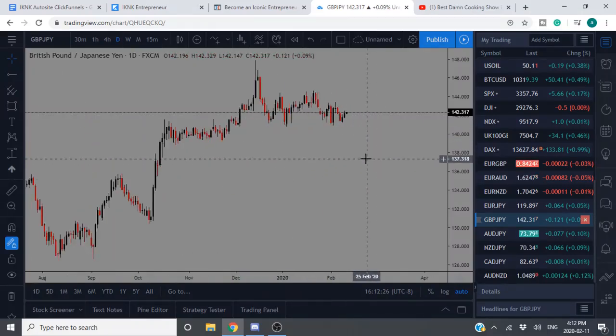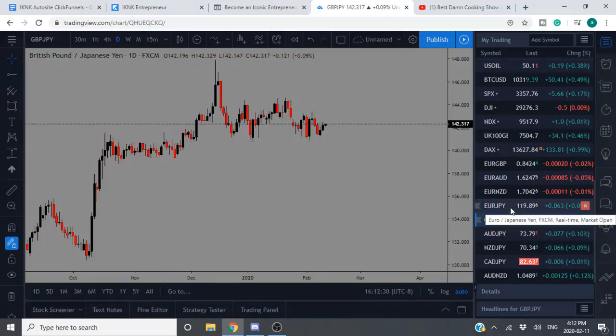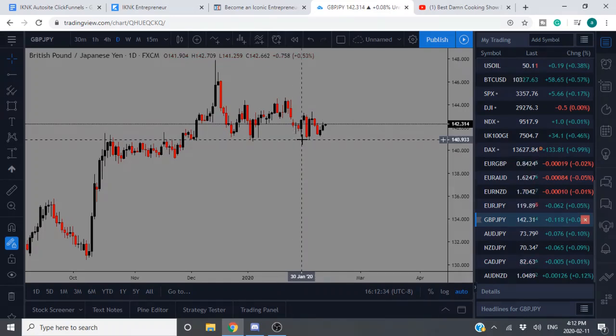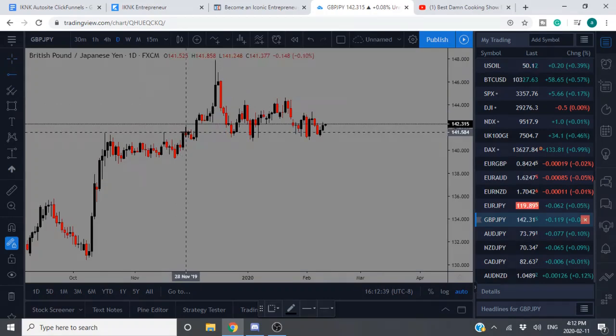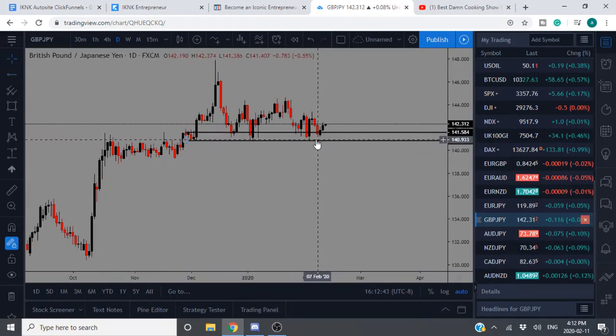Pound Yen, like this is just ugly. If we go back to Euro Yen, take a look at this. Where's demand? Sure, you might see demand holding. I kind of see this holding price, but it's been tested so many times. You could play the range, but I just don't see any significant imbalance.